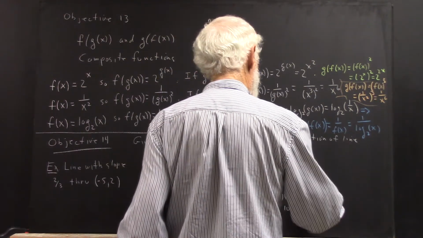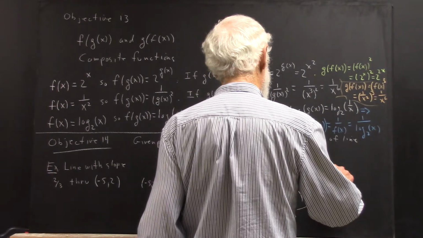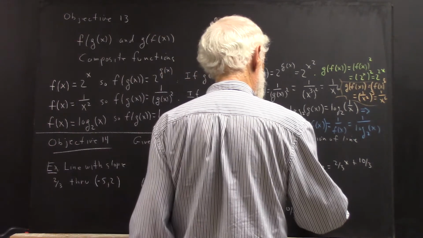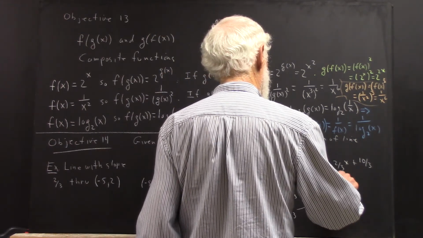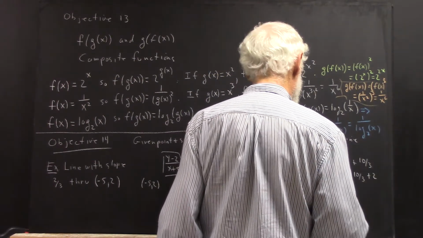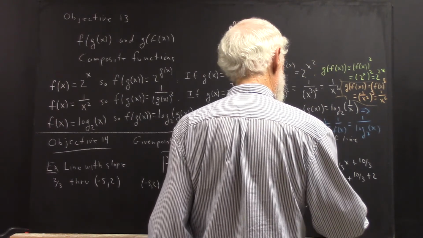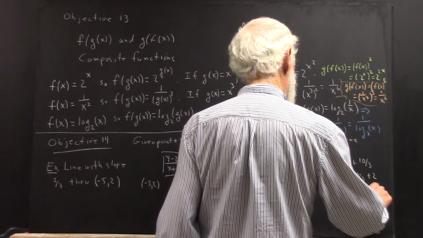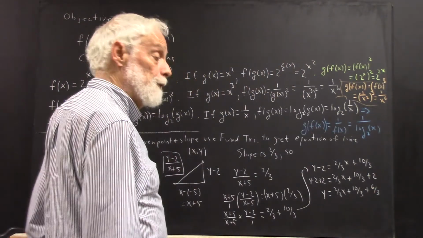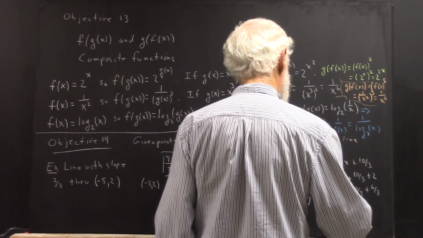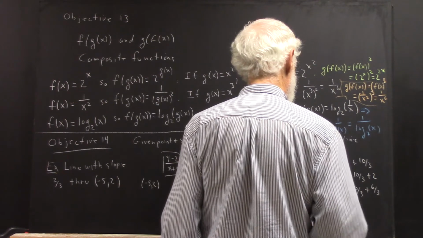So this becomes y minus 2 equals 2/3 x plus 10/3. We add 2 to both sides. So we say y minus 2 plus 2 equals 2/3 x plus 10/3 plus 2. So that y equals 2/3 x plus 10/3. We're going to express 2 as 6/3, so we can add the two fractions. And now y is 2/3 x plus 16/3.